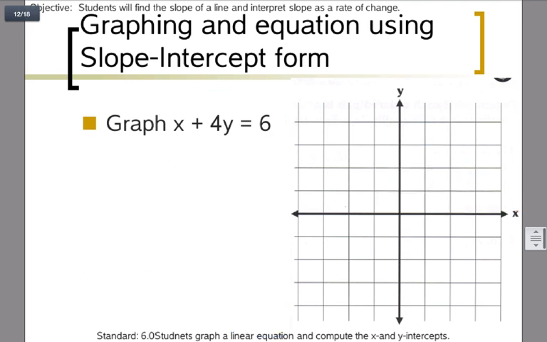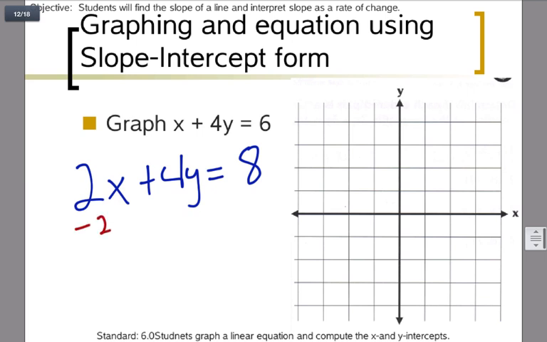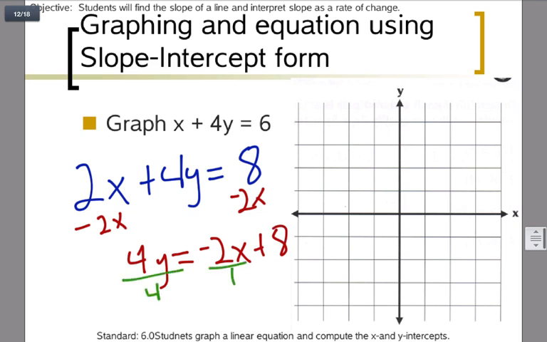If I was to do another example, like 2x plus 4y equals 8, I would, again, subtract the 2x to the other side and get negative 2x from both sides. And I would get 4y equals negative 2x plus 8. And then I go ahead and divide by 4 to get the y all the way alone. And the equation then gives me y equals negative 1/2 x plus 2.